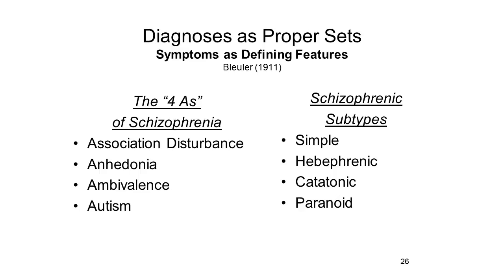Bleuler further distinguished four subtypes of schizophrenia by adding defining features, defining symptoms. In simple schizophrenia, you simply had the 4 A's. In hebephrenic schizophrenia, you added a feature of childlike demeanor. In catatonic schizophrenia, you added a feature of motor immobility. In paranoid schizophrenia, the patient showed delusions.